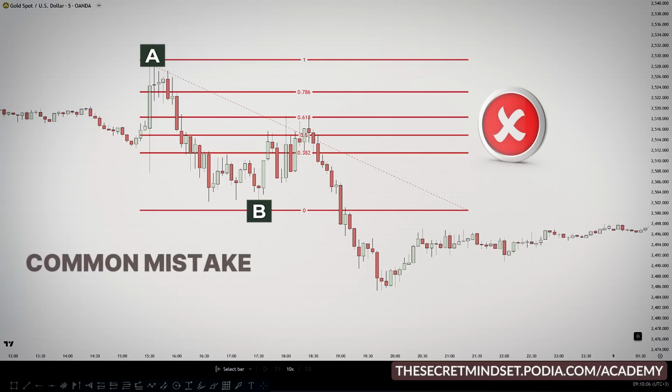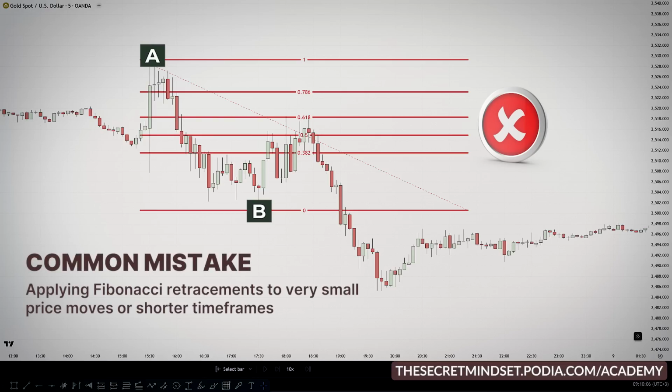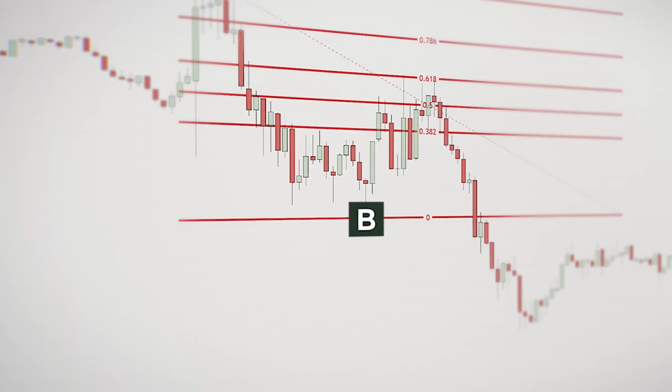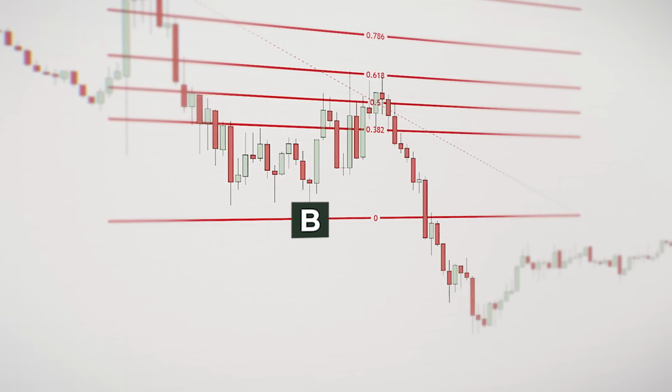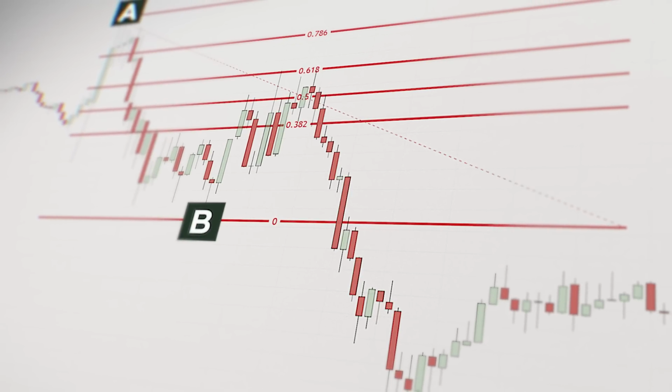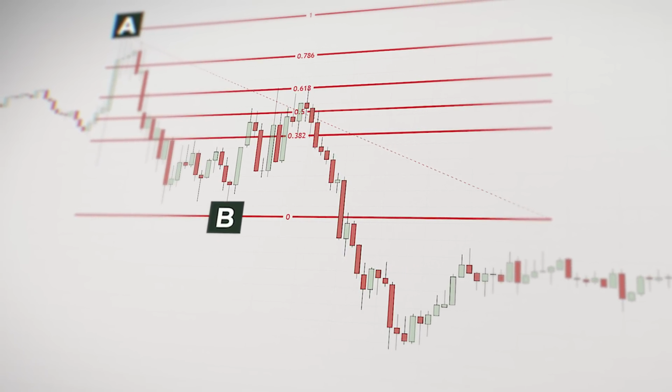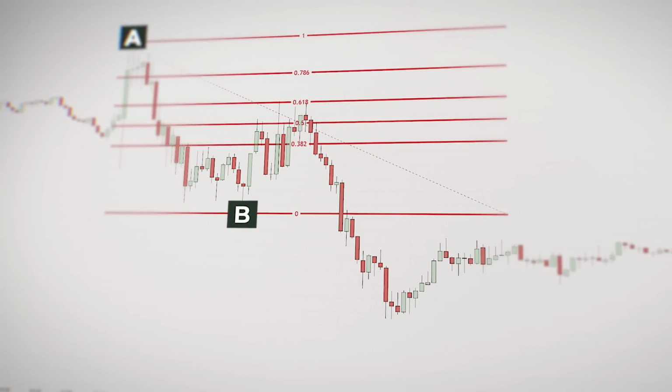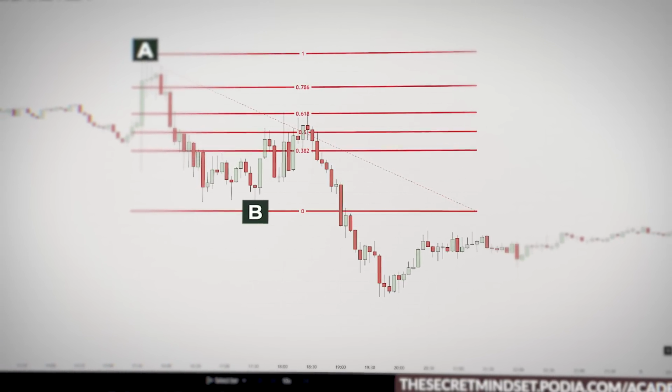When you apply Fibonacci retracements to very small price moves or shorter time frames, you might run into some issues that can make your trading less effective. Think about it this way. On shorter time frames, price movements are often more erratic and less significant. These small, rapid price changes don't always reflect the true market trend or important levels.